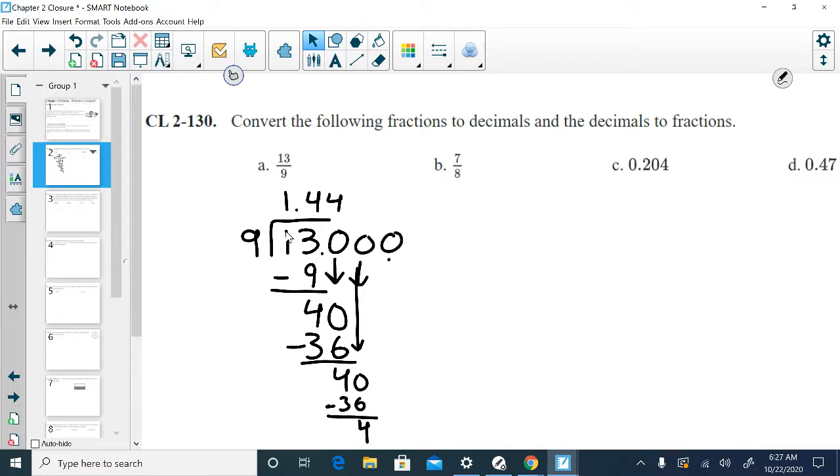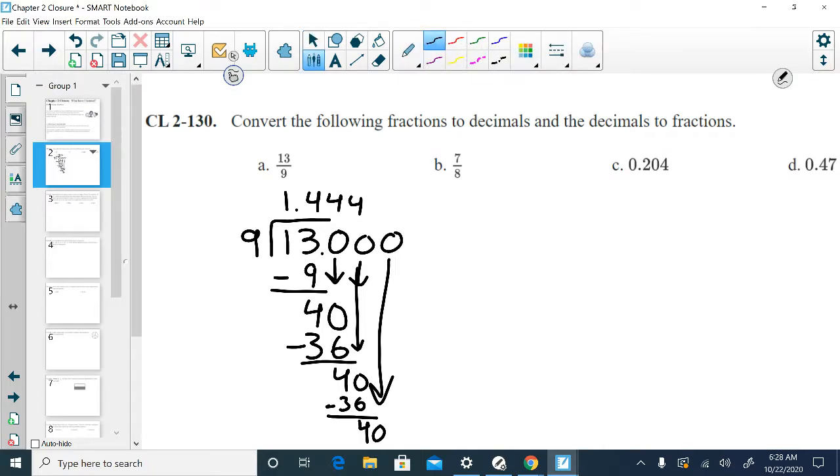So if we brought another 0 down, we'd once again get 9 goes into 40 4 times with a remainder of 4. And that's why we have a repeating decimal, right? Because we see 4, 4, 4 here. So how could I rewrite this? Well, I could do 1.4. And then how do I show that that 4 is repeating? Write that line over the top of it, right? That's saying that this 4 here with that line above will just go on forever and ever.